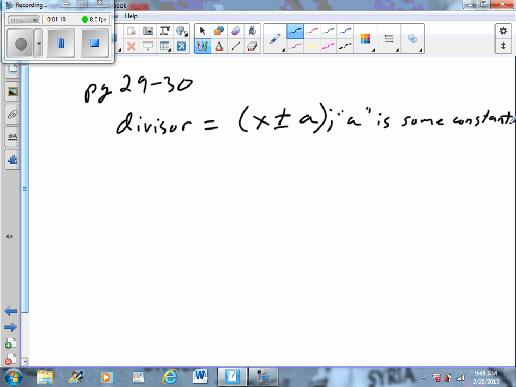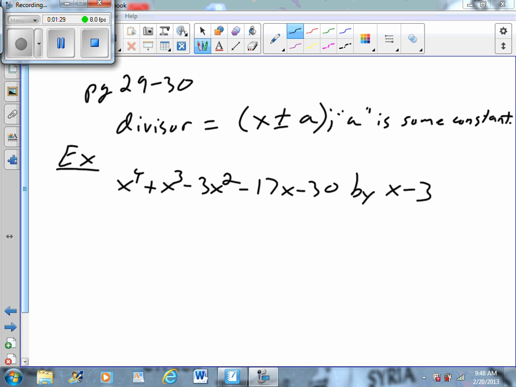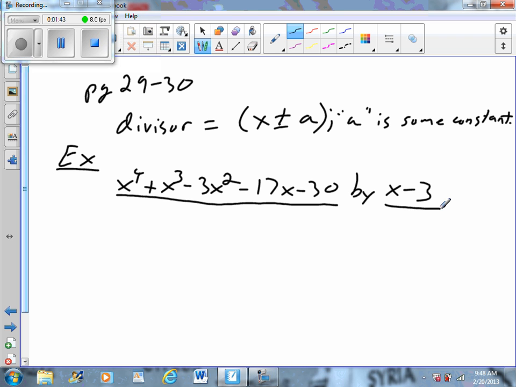There's an example problem in your book. I'm just going to write the problem down: x to the 4th plus x to the 3rd. Okay, this is your problem on page 29 in your book. This is referred to again as your dividend. This is your divisor. The divisor in this problem is of this special form, x plus or minus a, where a we identify as 3, and then x is what it is.